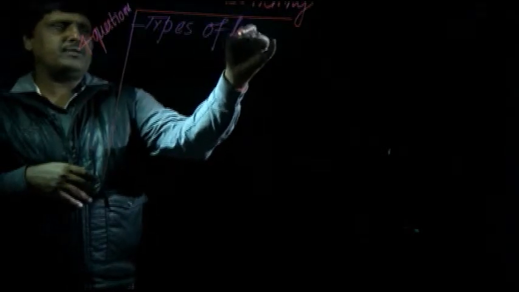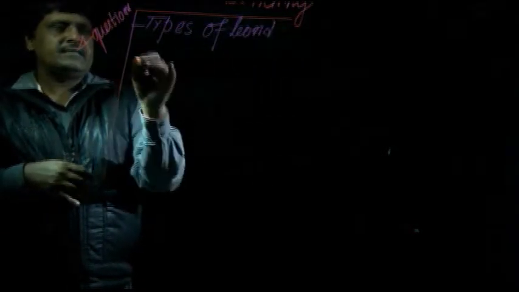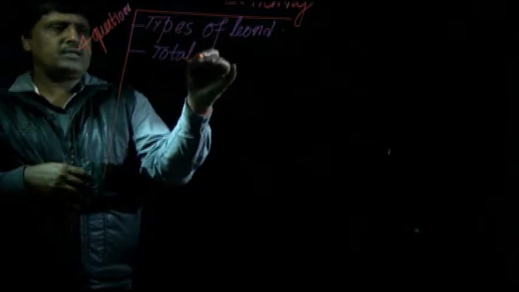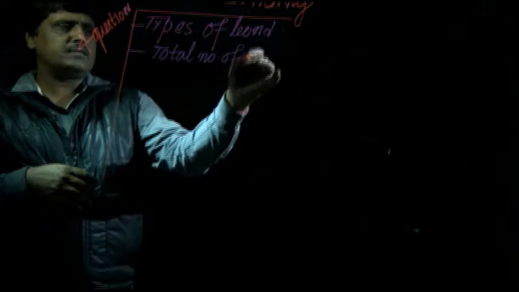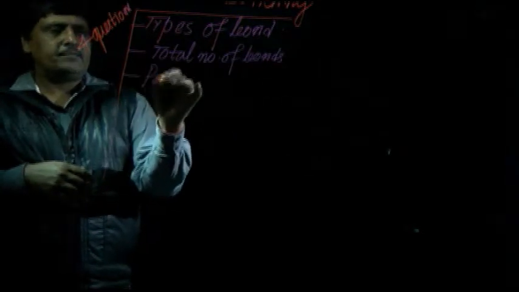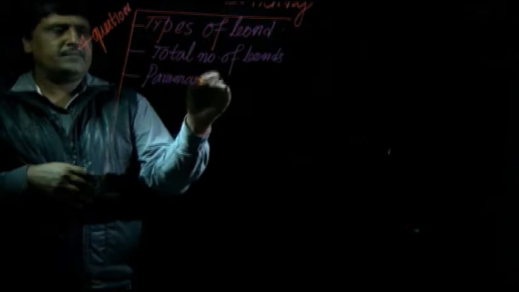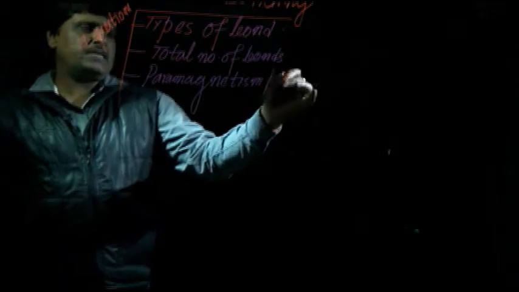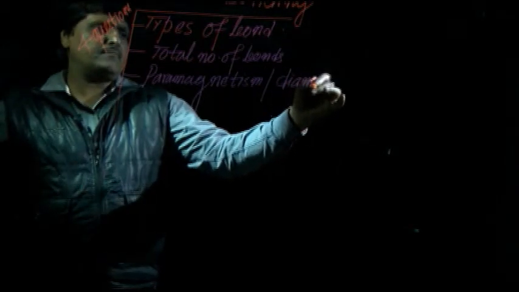Let us start with the planner, that is the topics we have to study in this particular chapter. The first topic is types of bond. Second is how to calculate the total number of bonds. Third is paramagnetism, diamagnetism.